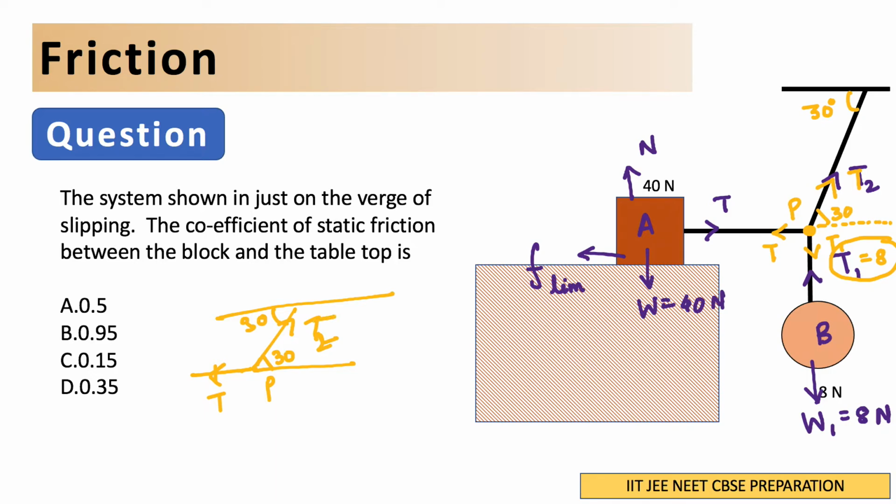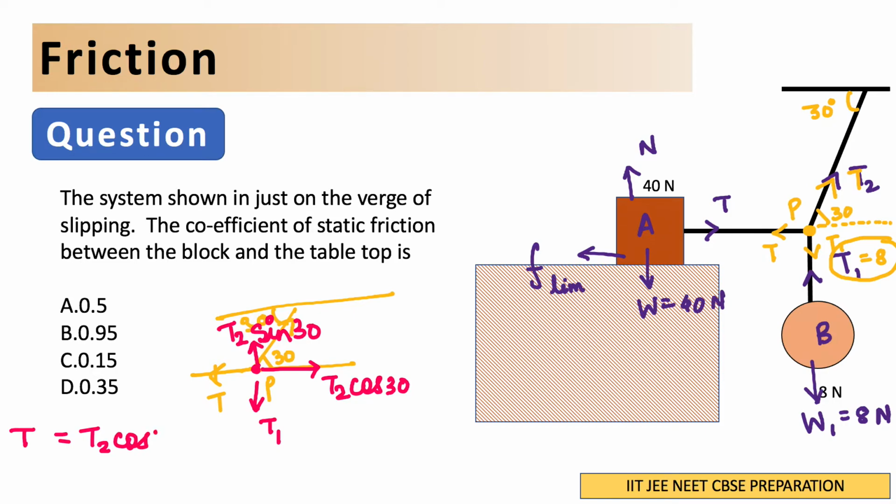And so can I write that this T2 force that is acting here, I can resolve this T2, right? I'll remove this T2 and let me write it like this. This T2 will become T2 cos 30, and in the vertical direction we will have T2 sin 30. So we have resolved T2, and T1 is in the downward direction. So these are the total forces that are acting at point P. If I balance the forces, what am I getting? First equation, horizontal direction, T is equal to T2 cos 30, right?